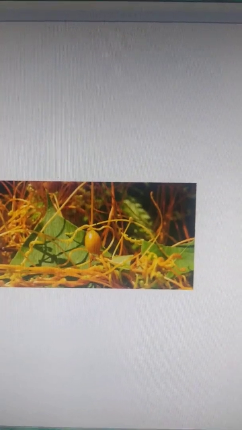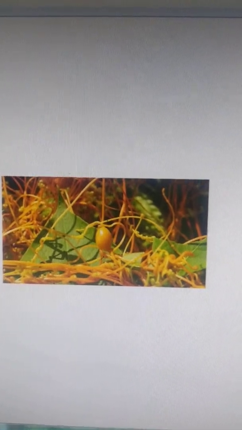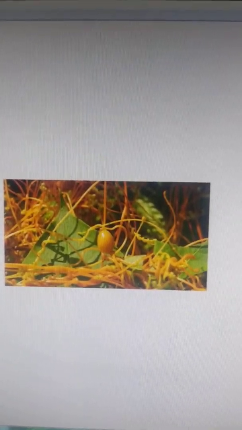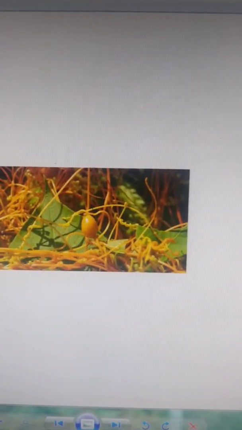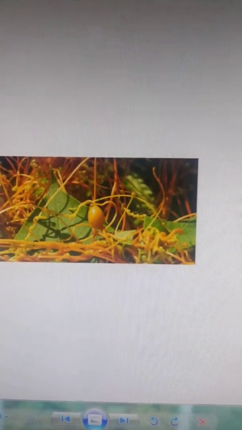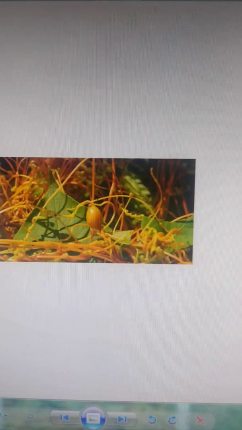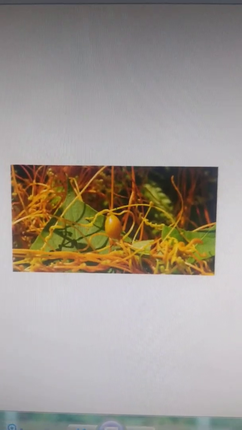Since the Cuscuta plant does not have the green pigment chlorophyll, it does not synthesize its own food. We find that Cuscuta plant depends on other plants for obtaining food. Similarly, mistletoe, wheat rust, and corn smut are also plant parasites.